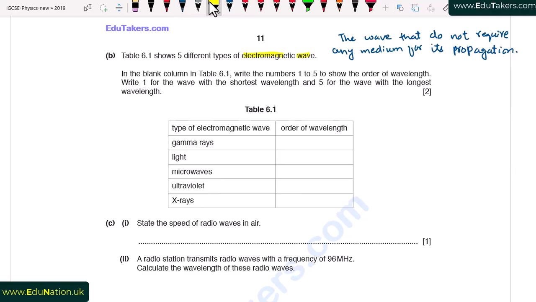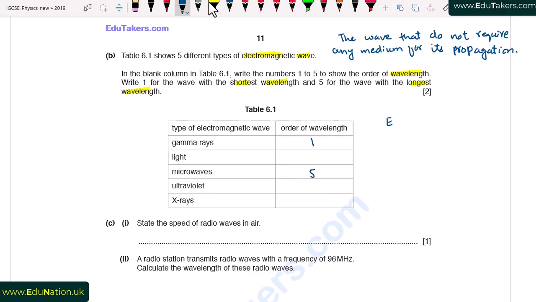In the blank column in table 6.1, write the numbers 1 to 5 to show the order of wavelength. Write 1 for the wave with the shortest wavelength and 5 for the wave with the longest wavelength. So in the table there are different kinds of electromagnetic waves: gamma rays, light, microwaves, ultraviolet and X-rays. First of all, we have to know the order of these wavelengths: the shortest wavelength is for gamma rays. I write here 1, and the longest wavelength is for microwaves.